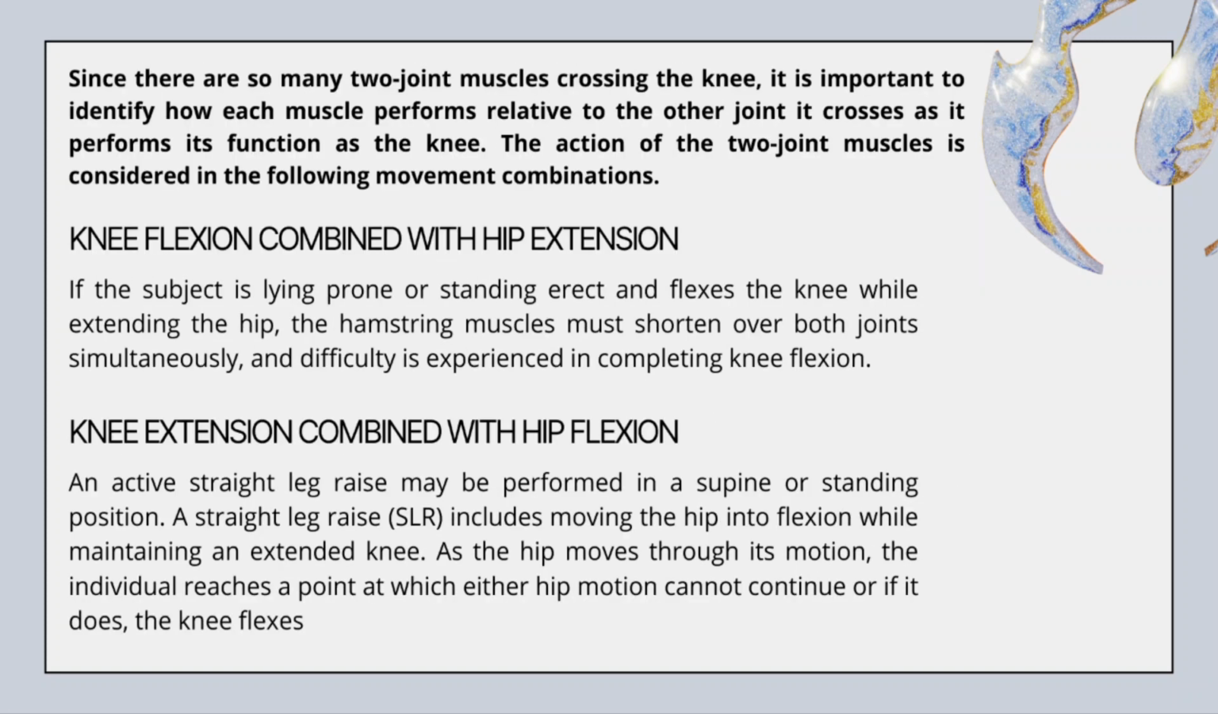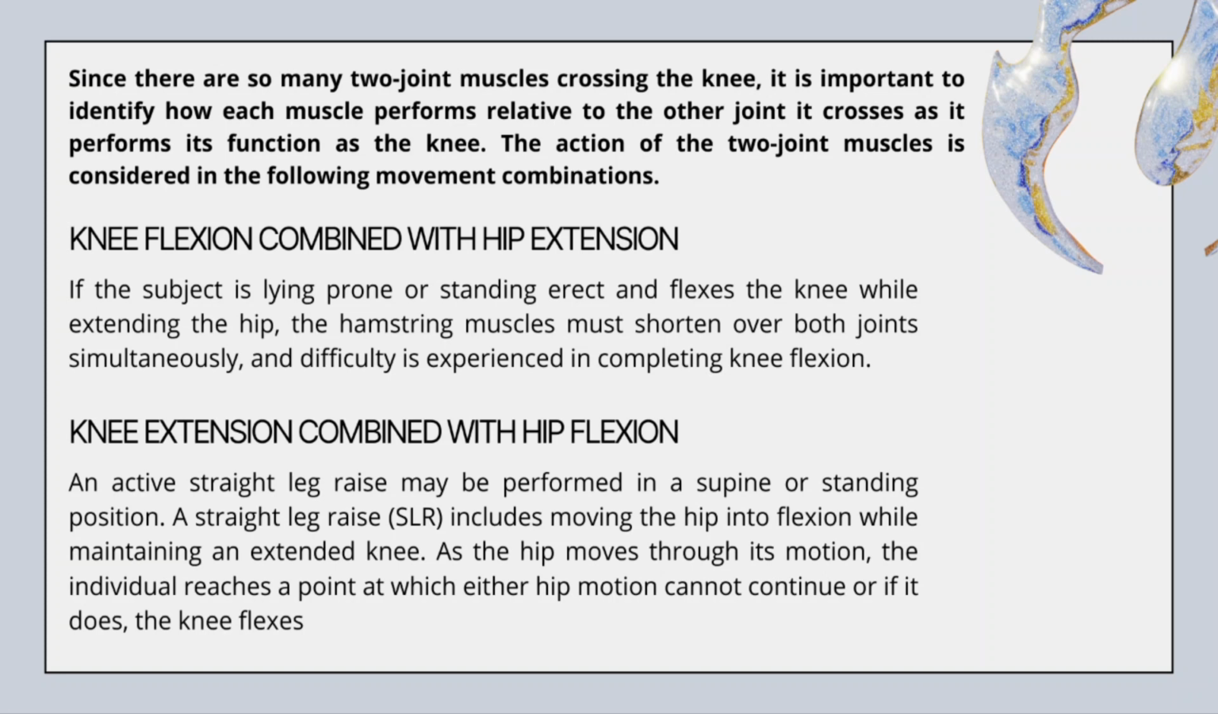Oh, yan. Since there are so many two joint muscles crossing the knee, it is important to identify how each muscle performs relative to the other joint it crosses as it performs its function at the knee. The action of the two joint muscles is considered in the following movement combinations. We have knee flexion combined with hip extension. Ano ba yun? I-flex natin yung knee and mag-hip extension tayo. Pwede nyo pong gawin siya ngayon kung gusto nyo po.